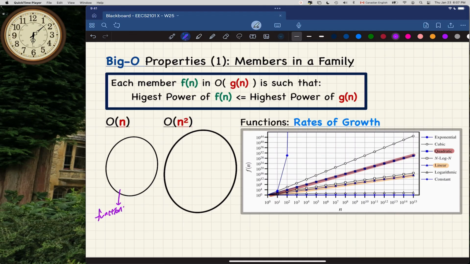Functions growing no faster than n should be included. All right, so guys, can you give me some examples? What functions will grow no faster than n? Any?